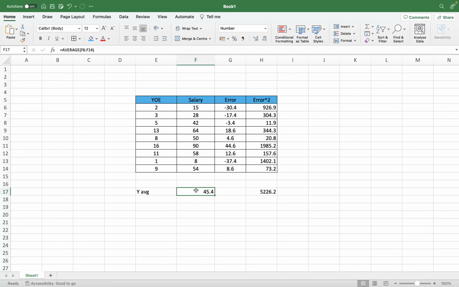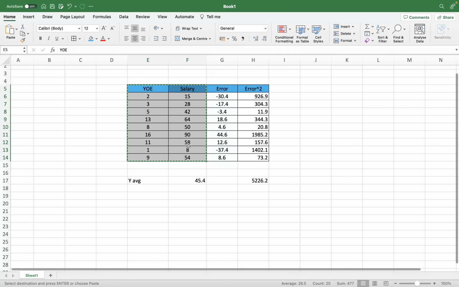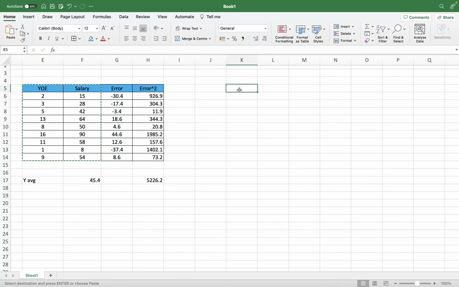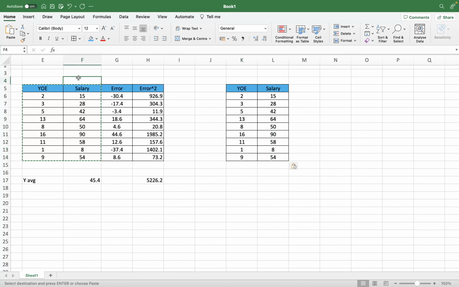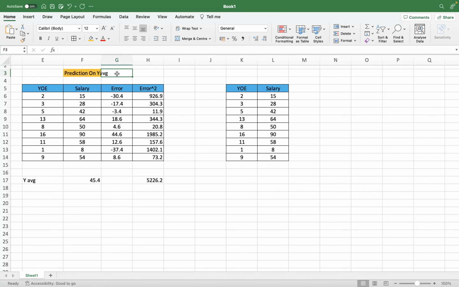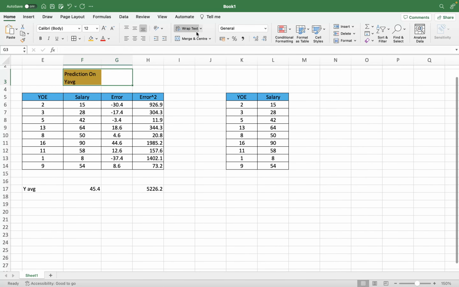Okay. Now let's do one more. Control C. Let's put it here. Control V. Okay. So this is basically for the prediction on Y average. We did prediction on the Y average. Yes or no? Tell me. Let's do this. Sorry.